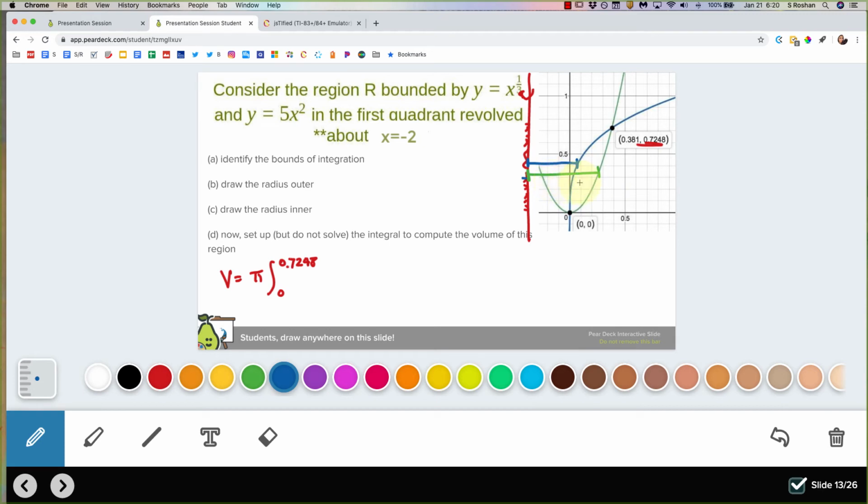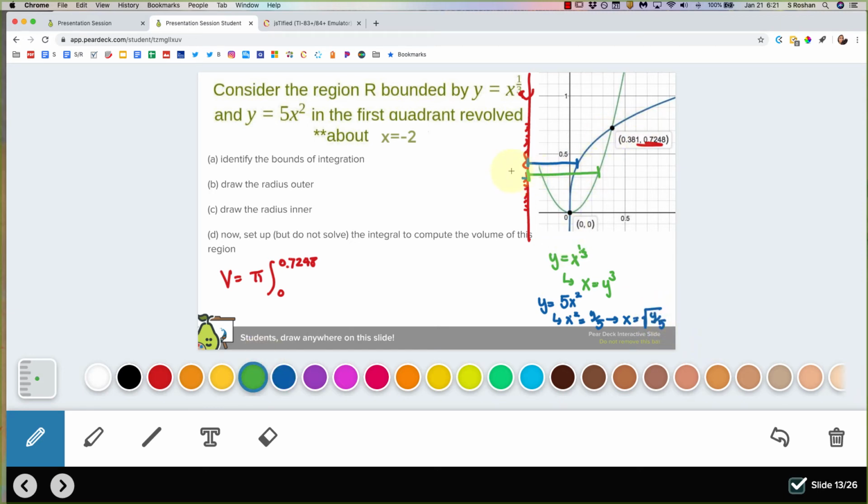Because we're doing dy slices, we switch things so we get everything in terms of y instead of in terms of x's. Y equals x to the 1/3: cube both sides, so x equals y cubed. Y equals 5x squared: divide both sides by 5, so x squared equals y over 5, and then take the square root. X equals, and I'm just taking the positive root because it's just the top one, root y over 5.